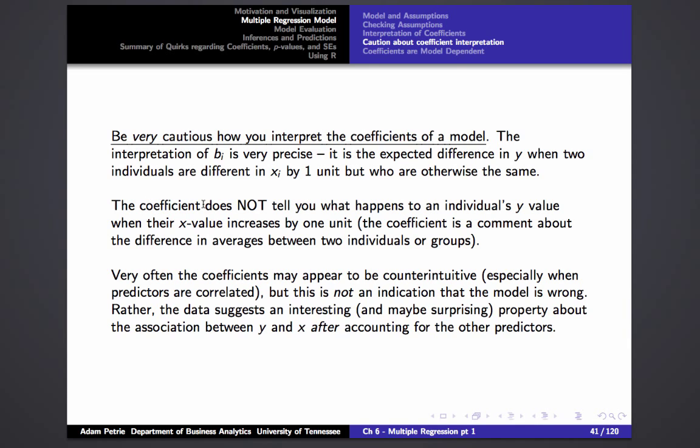Remember, this coefficient does not tell you what happens to an individual's value of y when their x value increases or gets smaller. And the result is that very often the coefficients in your multiple regression model may appear to be counterintuitive. They might have signs different from what you would expect. However, that's not an indication that the model is wrong. Rather, it's actually pointing out something interesting about the way the individuals in your data act. Basically, it's saying, hey, the association between y and this x variable, after accounting for all the other variables in your model, may be an association that you just might not have expected.